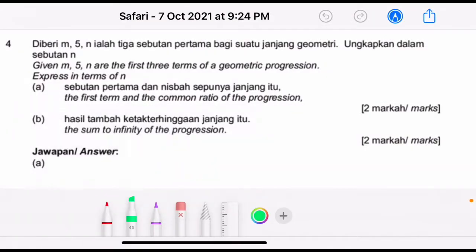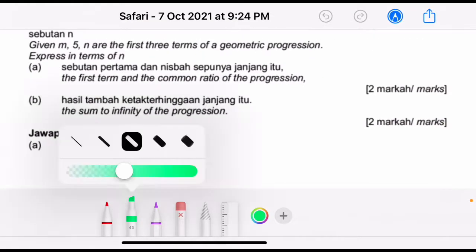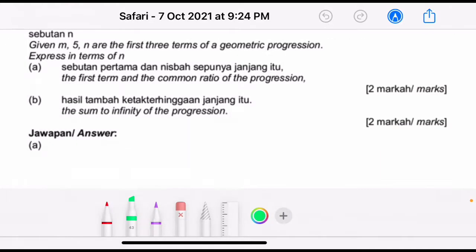Let's read question number 4. Given that m, 5, and n are the first three terms of a geometric progression, express m in terms of n, the first term, and the common ratio of the progression.